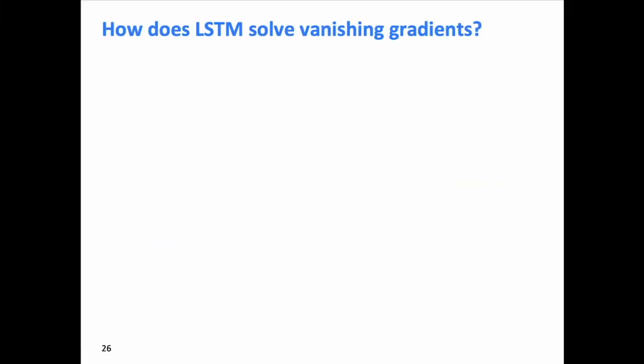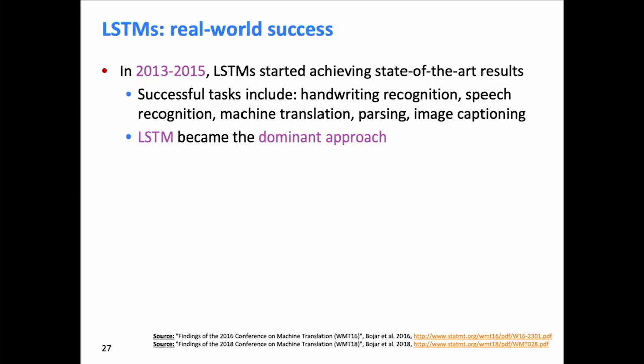All right, so where do we get to? We're about to talk about LSTMs and how they work in the real world. In the pretty recent past, 2013 to 2015, LSTMs started achieving a lot of state-of-the-art results on a variety of different tasks, including, for example, handwriting recognition, speech recognition, machine translation, parsing, and image captioning. Over this period, LSTMs became the dominant approach in a lot of these application areas because they worked convincingly a lot better than vanilla RNNs.